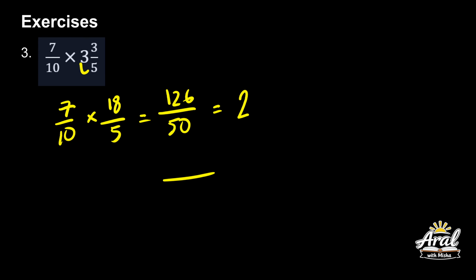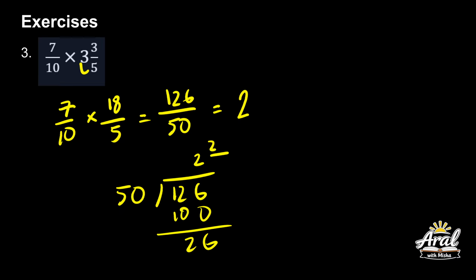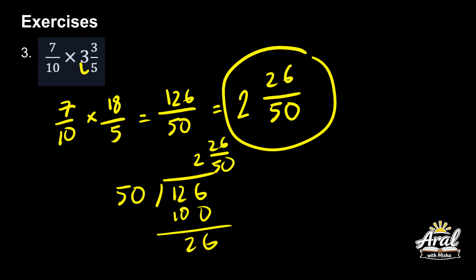Okay. Pwede natin pakita dito. 126 divided by 50. That's 2. So, 100. Remainder mo 26. 2 and 26 over 50. So, this is your answer.